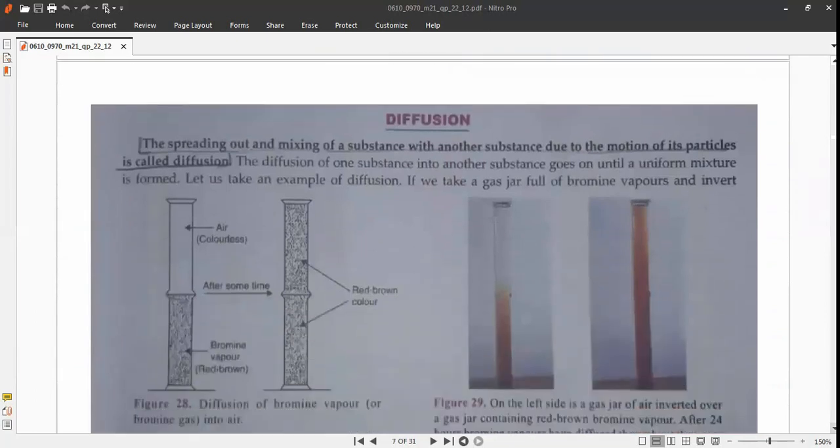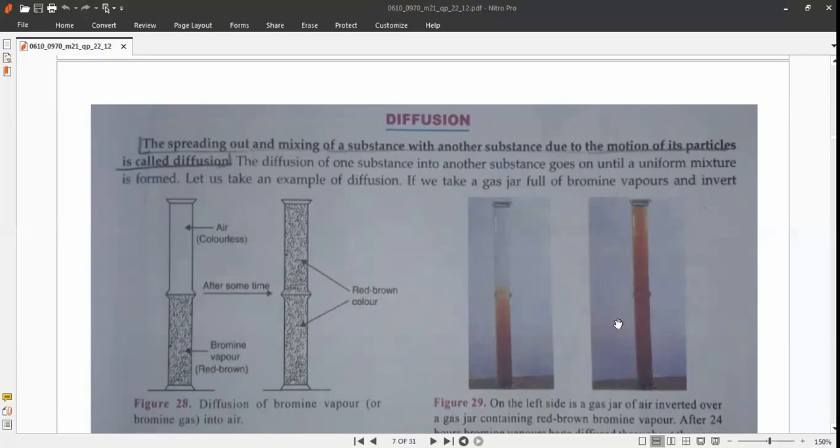Let's revise this part from chemistry. Diffusion, the spreading out and mixing of a substance with another substance due to the motion of its particles, is called diffusion. Diffusion of one substance into another substance goes on until a uniform mixture is formed. Let us take an example of diffusion.